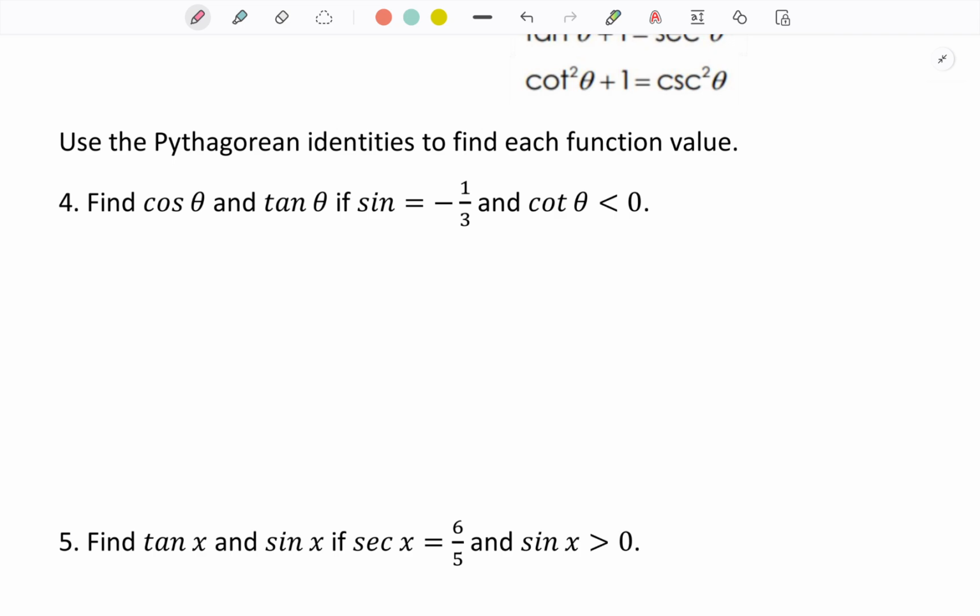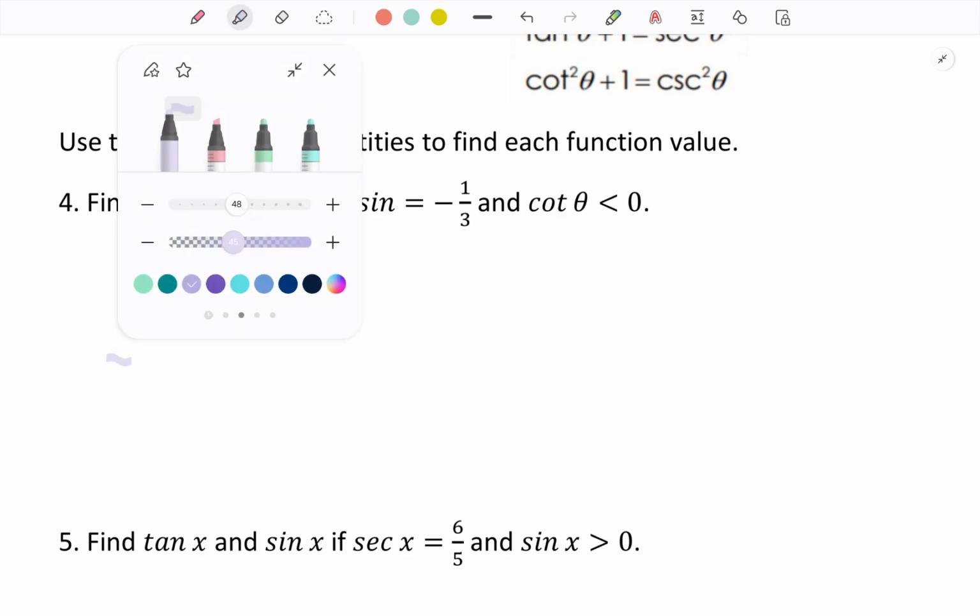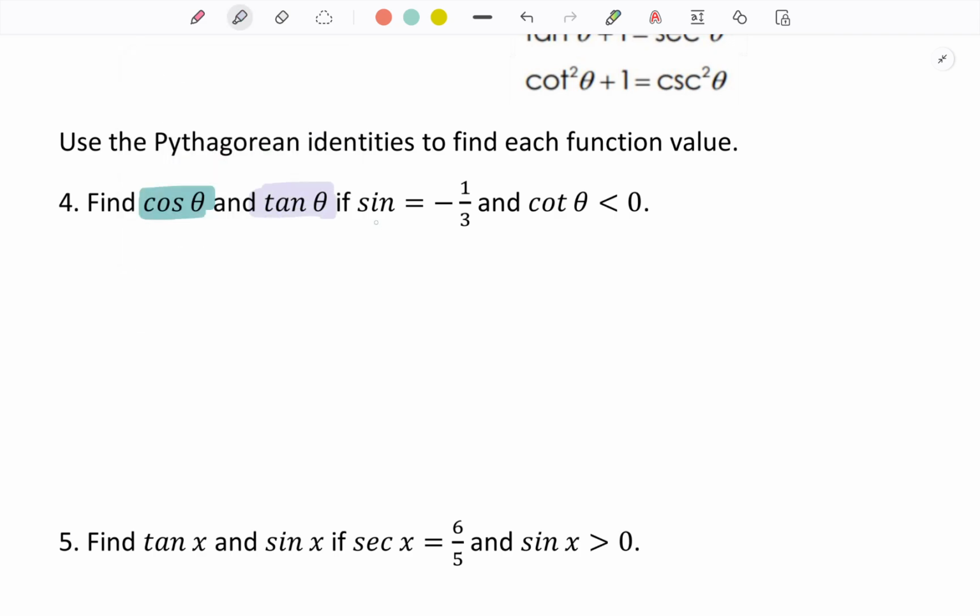So for problem 4 here, we're going to use our Pythagorean identities to find each function value. We are going to find both cosine theta and tangent theta if sine is equal to negative 1/3 and cotangent theta is less than 0. So what this tells us is that we can figure out what quadrant we are in. So our sine is negative.